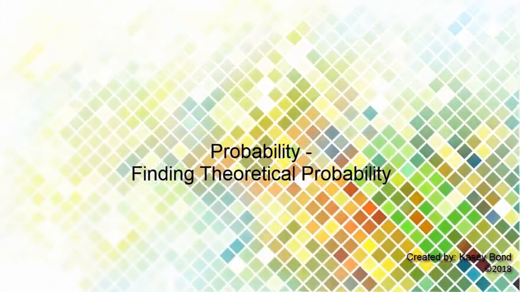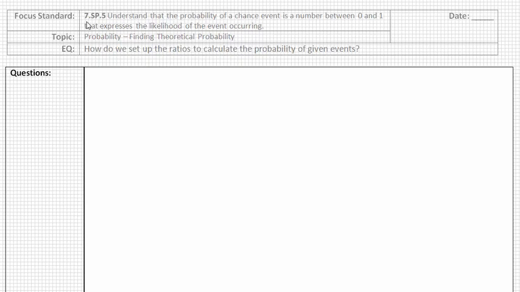For today's lesson, our focus standard comes from grade 7, Statistics and Probability, Standard 5. Understand that the probability of a chance event is a number between 0 and 1 that expresses the likelihood of the event occurring. Our topic today comes from our probability unit, Finding Theoretical Probability. Our essential question is, how do we set up the ratios to calculate the probability of given events?